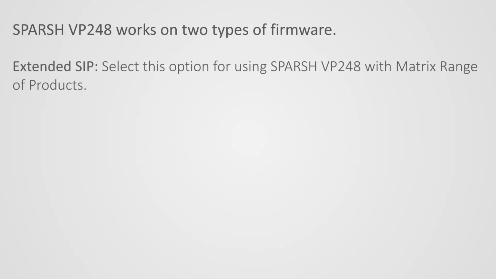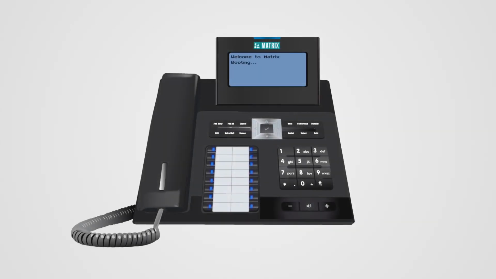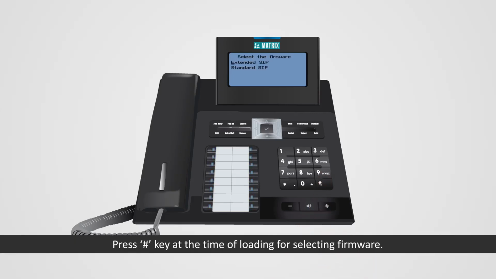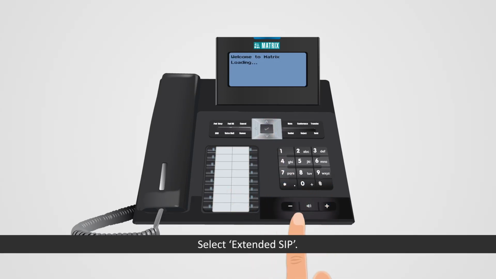SPARSH VP248 works on two types of firmware. First, extended SIP. Select this option for using SPARSH VP248 with matrix range of products. Second, standard SIP. Select this option for using SPARSH VP248 with other IP PBXs. We will use extended SIP firmware. Press hash key at the time of loading for selecting firmware. Select extended SIP.